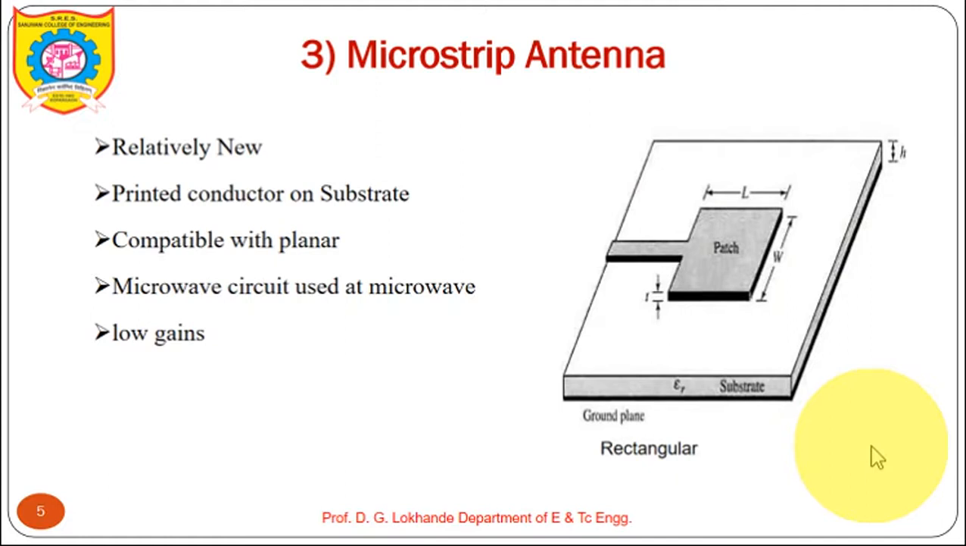The important features of that: it is relatively new. It is a printed conductor on the substrate, so we can use a printed circuit board for that. Compatible with planar microwave circuits, used at high frequencies, microwave frequencies, and a lower gain, but these are precisely tuned at the desired frequencies.